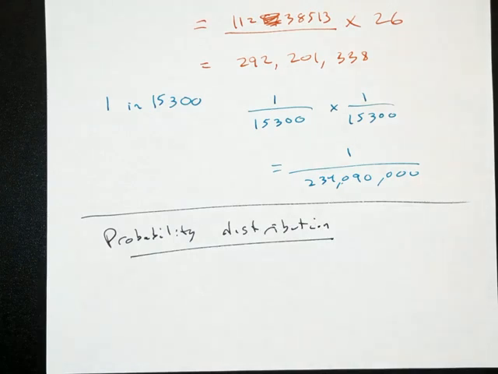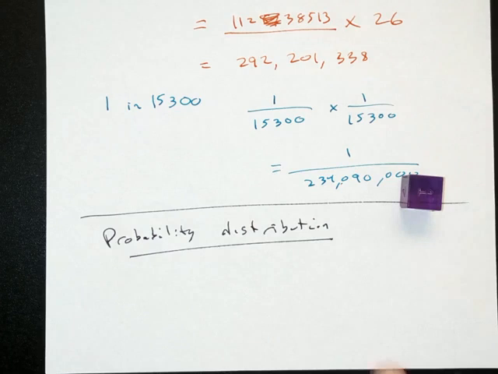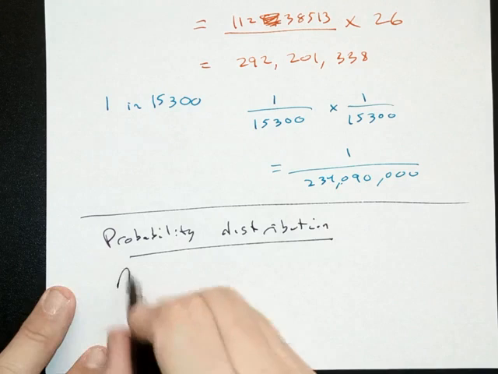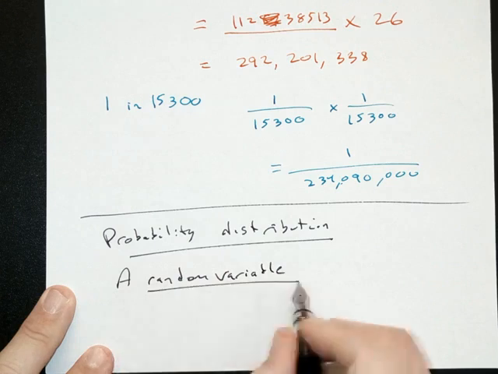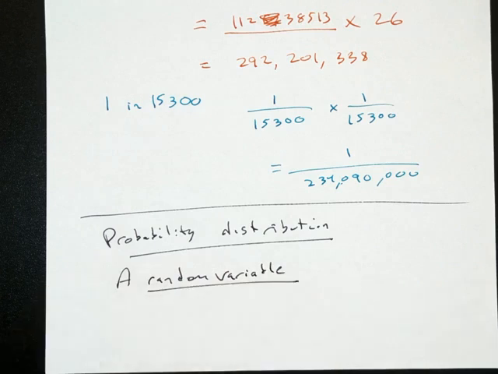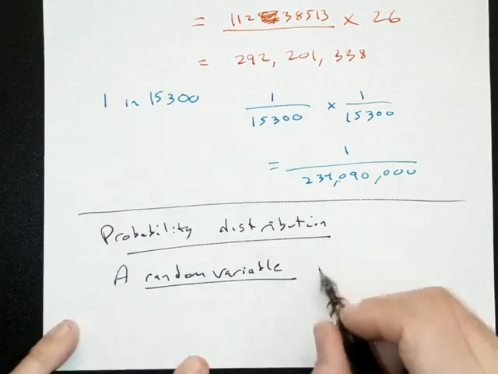Okay. In order to do this, I have to have a name for the thing that's happening. I roll one die. I got a number. I roll it again, right? This is a random event. Every time I roll a die, I have no control over what number is going to come up. A random variable represents the outcome from this sort of a process.